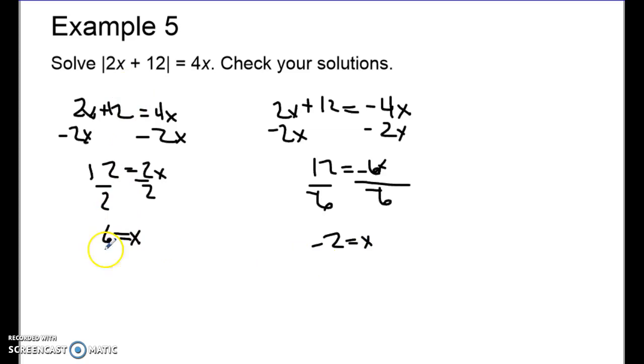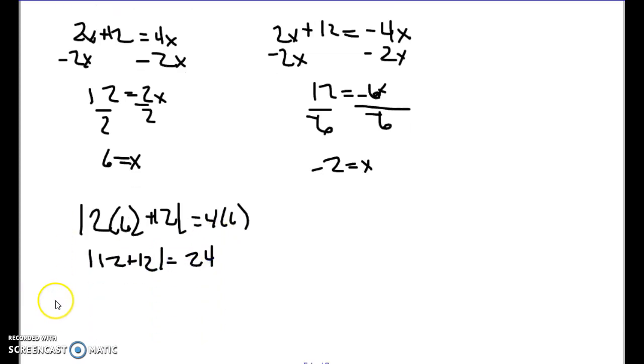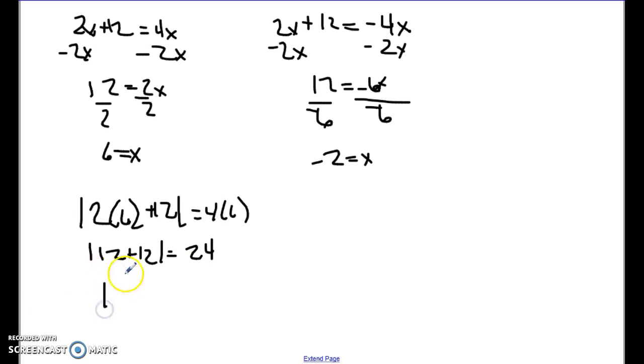So I take the value that I'm given and put it back into my equation. So I would have the absolute value of 2 times 6 plus 12 equals 4 times 6. And I can double check. So 2 times 6 is 12. So now I have the absolute value of 12 plus 12 equals 4 times 6 is 24. So I can just see this, that I have the absolute value, 12 plus 12 is 24, equals 24. This one works out. This one is a check mark. That one is true. So let's try this one back up in my original equation.